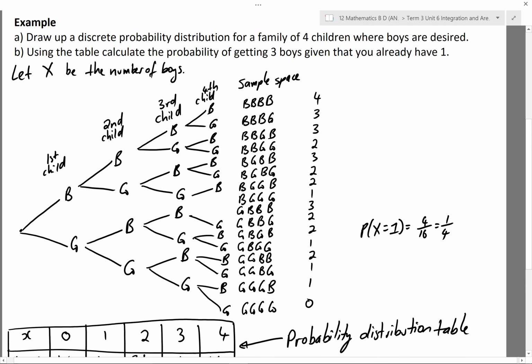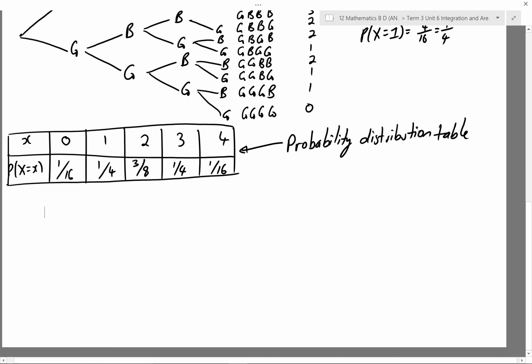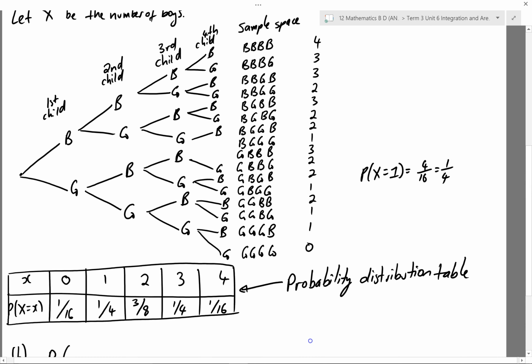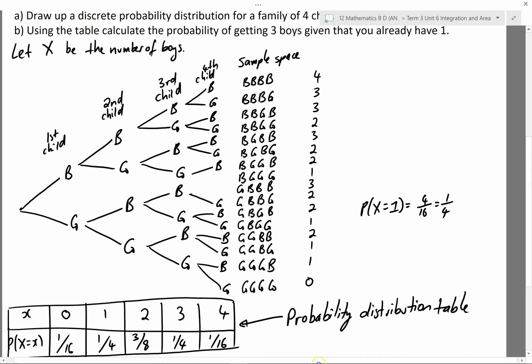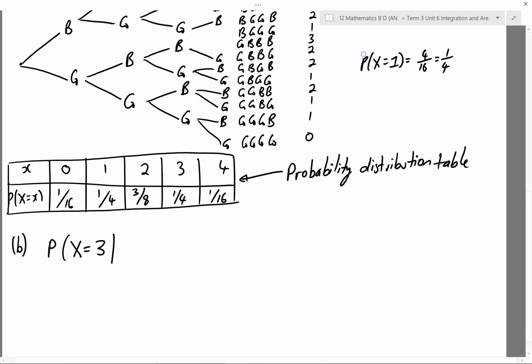Alright, part B. Using the table, calculate the probability of getting 3 boys given that you already have 1. The way I'll do this is I'll write down that question in terminology. So the probability of getting 3 boys, so probability that the random variable is 3, given that I already have 1. Okay, given that I know it's at least 1. This big line means given that.